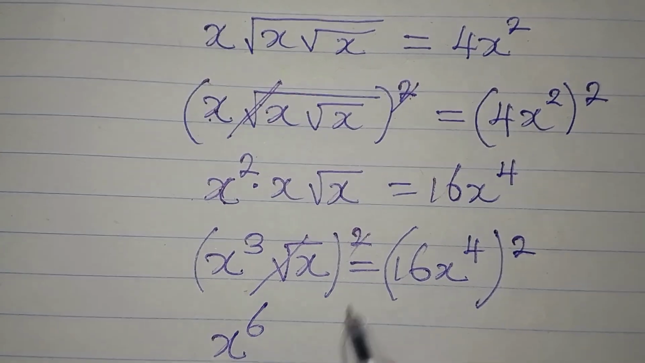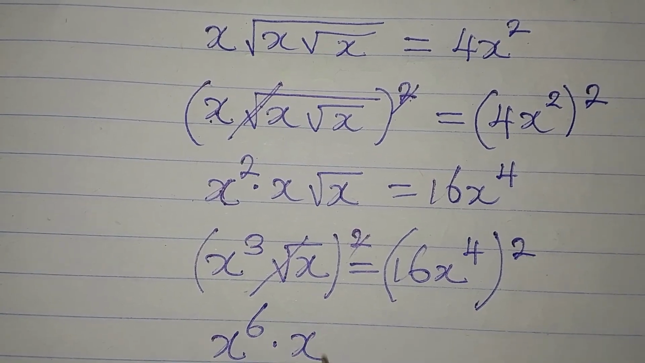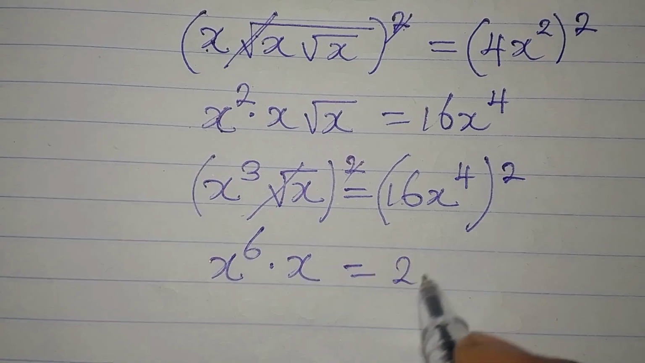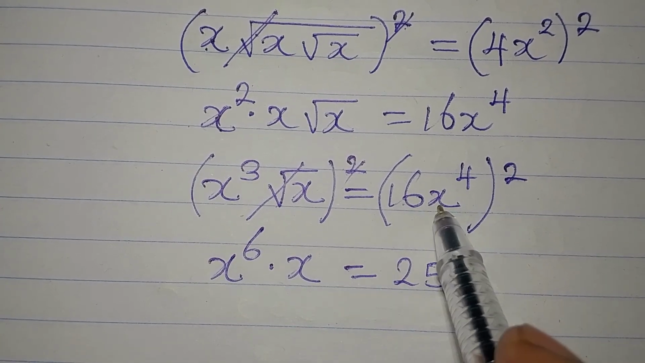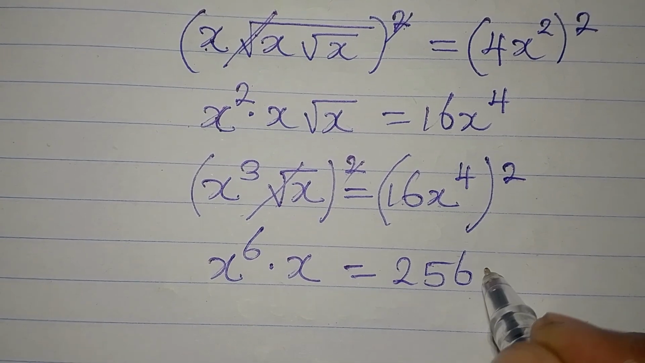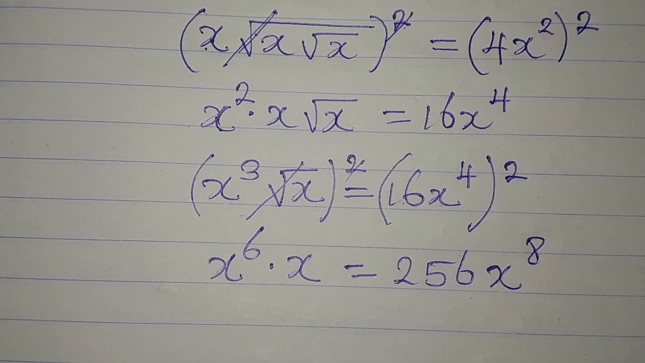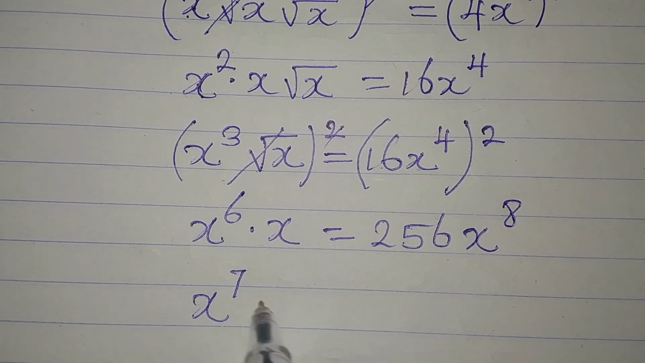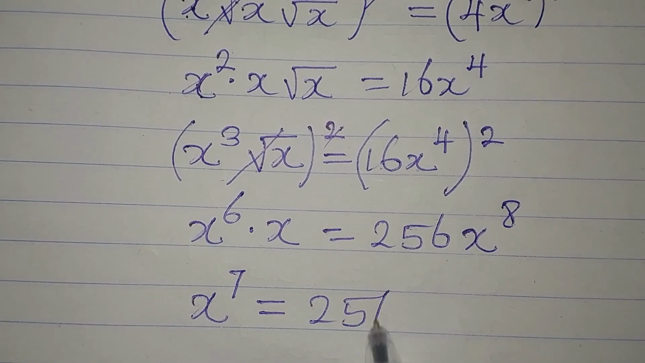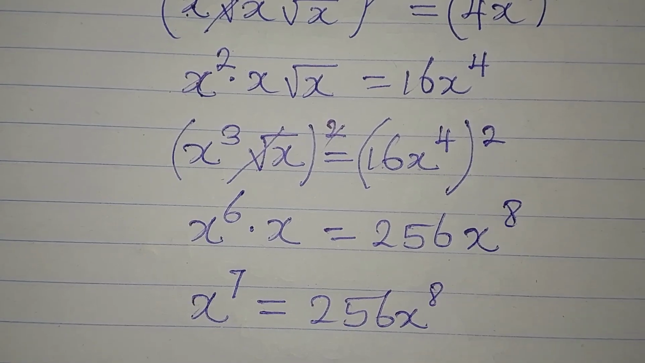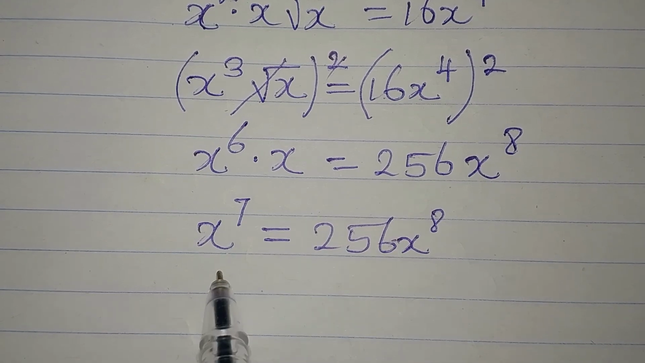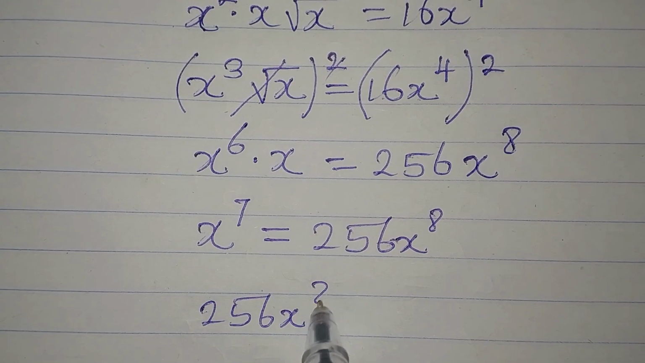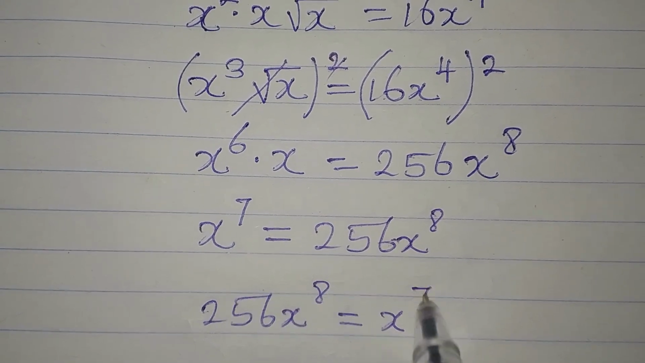Then this can take this out as we multiply this by x. Then this is equal to 16 squared is 256. Then x to the power of 4 squared, that will be x to the power of 8. Let's multiply this first to give x to the power of 7 equals 256x to the power of 8. Write this one first. Okay, so we'll write 256x to the power of 8 equals x to the power of 7.